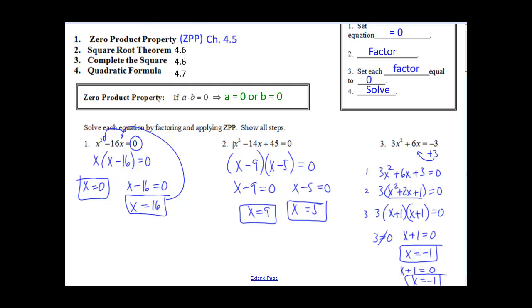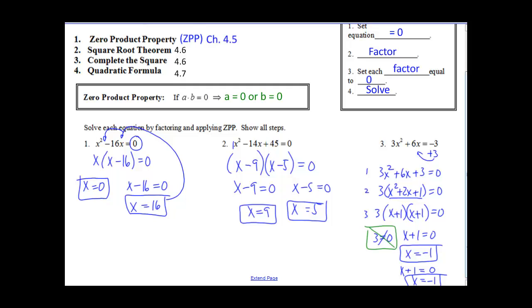Now set each factor equal to 0. And ask yourself, does 3 ever equal 0? And the answer is no. So we're not going to worry about that factor. But what can we plug in for x? So we have x plus 1 equals 0 and x plus 1 equals 0. Both the same factors, so we really only have one answer, and the answer is x equals negative 1.